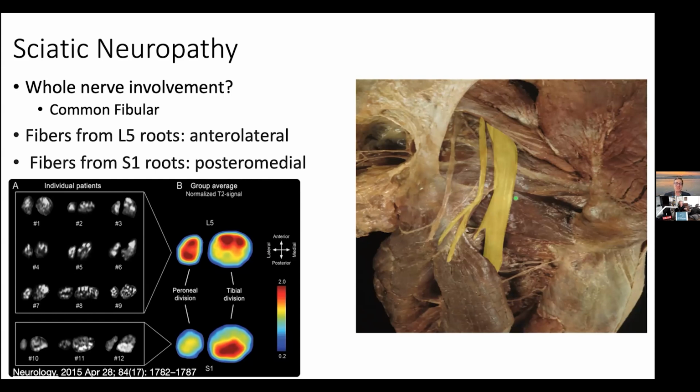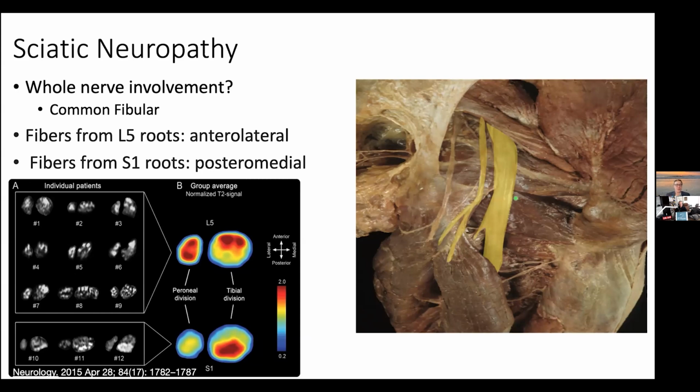So if we flip this around now and look at the presentation of common neuropathies in your treatment areas, nearly all of them are going to be branches of the sciatic, right? And so, we'll address individual branches of the sciatic in a bit, but first let's start with the entire sciatic.